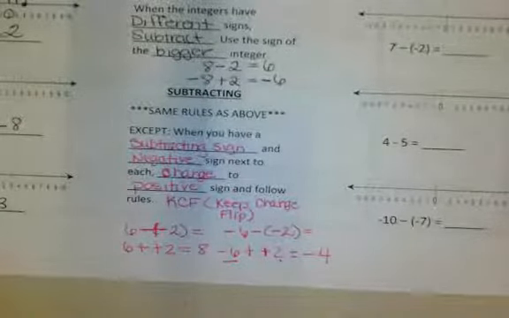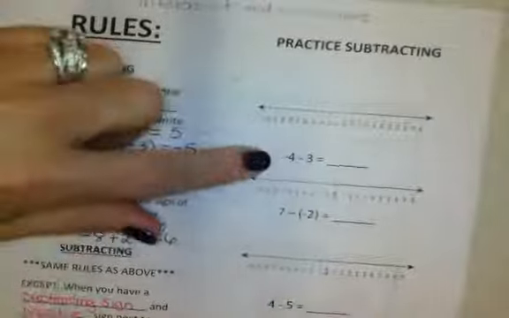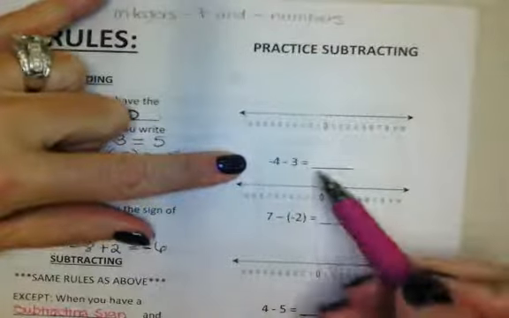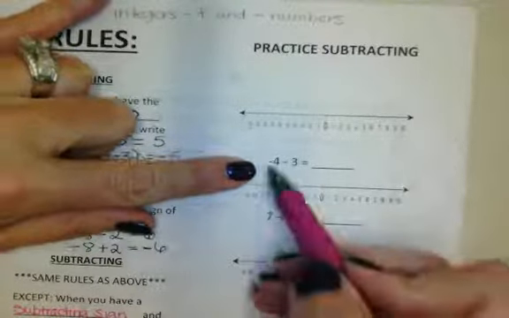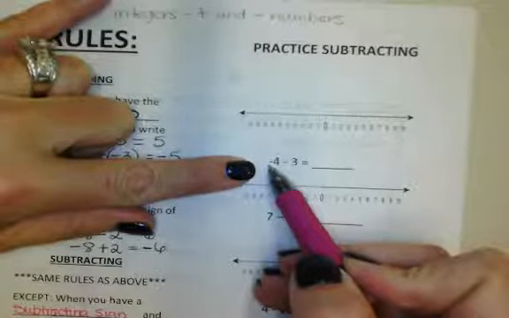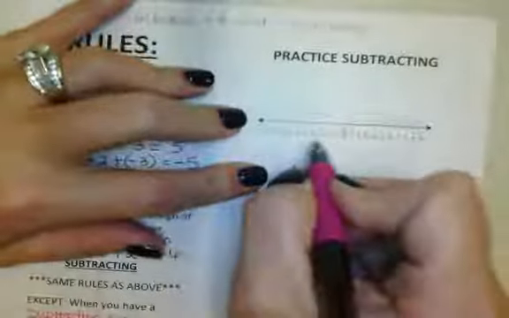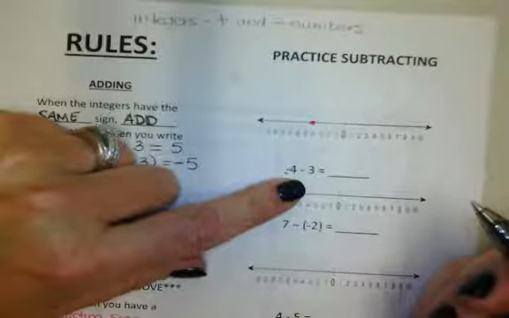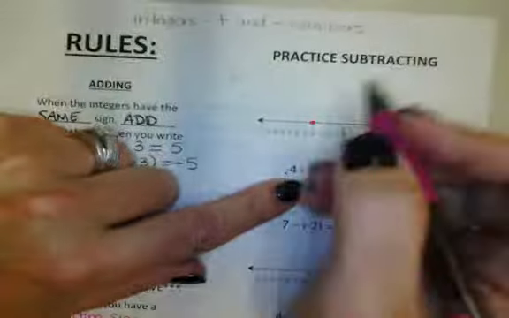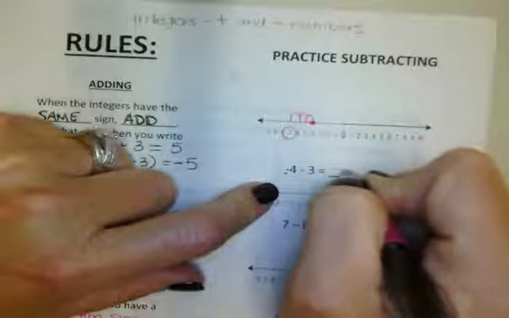Okay, so let's go over and start practicing some of these. And you should always do the keep, change, flip before you start putting them on the number line. Okay, so let's look at this one. In this case, we don't need to do it because these are the same signs. So when you have the same signs, let's just put it on the number line. So we have a negative 4 right here, and then a negative 3. So in that case, we would go which way? To the left. 1, 2, 3. So now we have a negative 7.